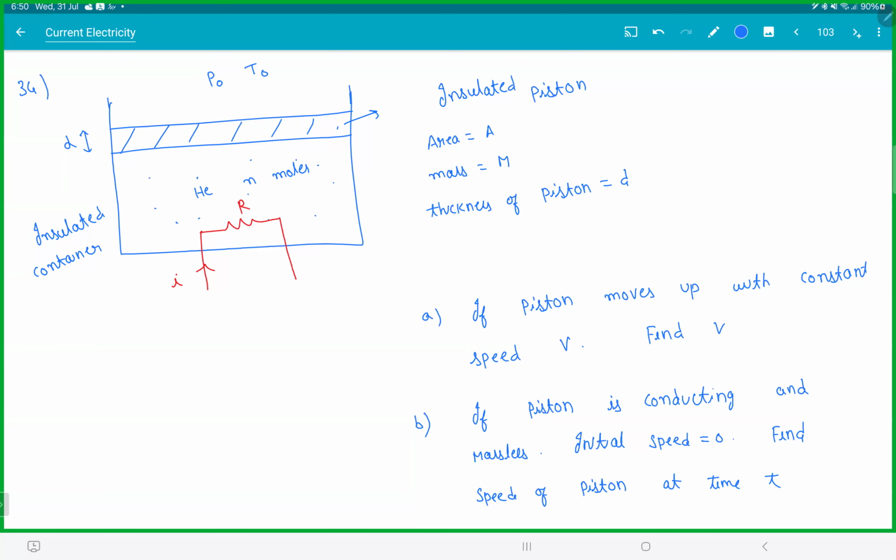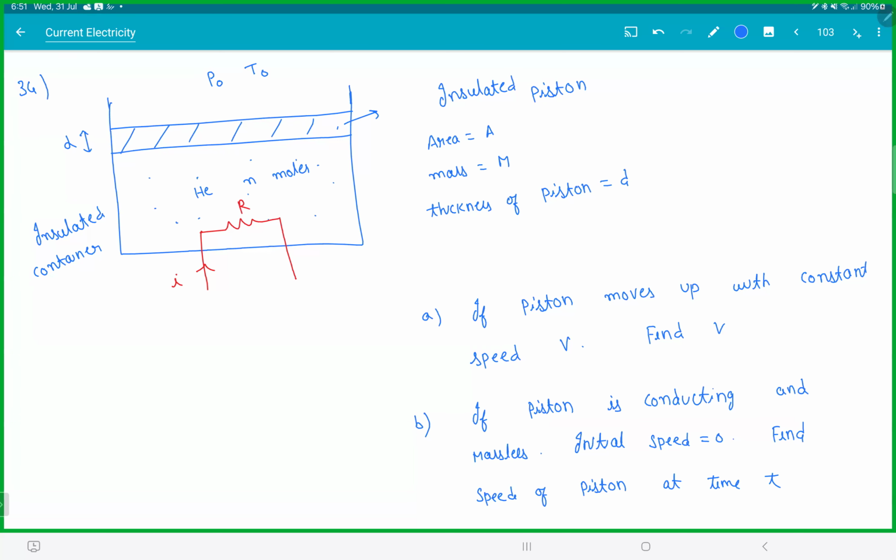Should I show you the first one? One thing I'll tell you, see. Think like this: whatever heat you're supplying, where will this go? It is used to push the piston up against gravity. It is used to do work against the atmosphere. Luckily, the piston's speed is constant, so there's no change in kinetic energy. And it is also going into changing the internal energy of the gas, isn't it?